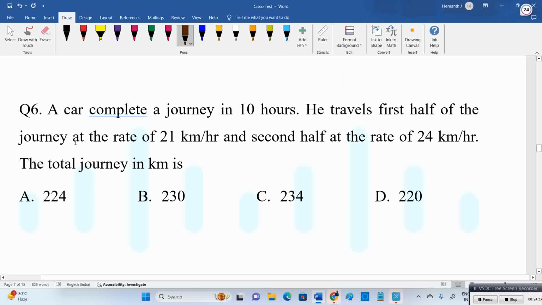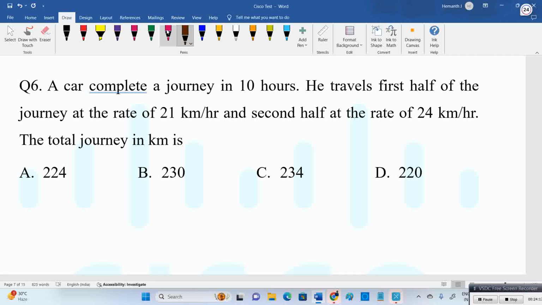This is an average speed related question. Okay, basic question, not only average speed. I think average speed is not required, it is simple time and distance. Average speed is also part of time and distance only.